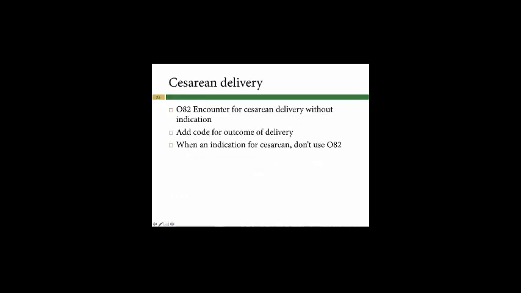There is one code for cesarean delivery without indication. So we're probably not going to be using this code that often, but 082, encounter for cesarean delivery without indication. And we would add a code for the outcome of the delivery. We had a single live-born baby. And when there's an indication for the cesarean, so you did the cesarean because of fetal distress or because the patient herself got sick or septic or hypertensive, then you use those more specific codes. So there's only one code here for this cesarean delivery without an indication.